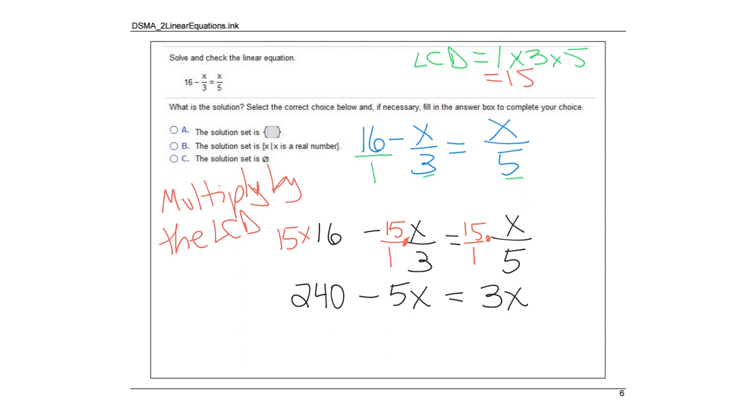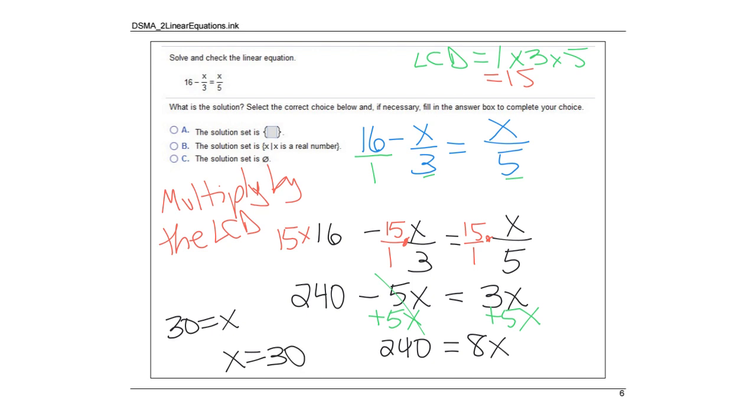I don't like it, but I'm going to do it and move the x's over to the right-hand side. So on here, we have minus 5x. So I'm going to add 5x. That gets rid of everything over here. Then I have 240 equal to 8x. That gives me 30 equal to x, or x equal 30.